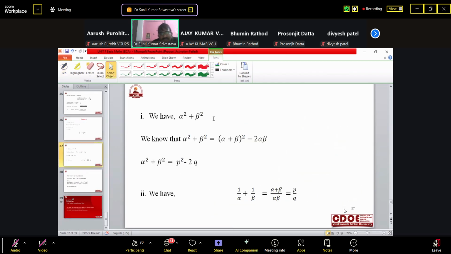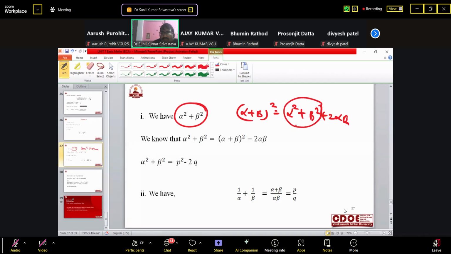You can give the answer for that particular thing. In the same way, we can also find alpha square plus beta square. Suppose you are going to find the value of alpha square plus beta square. How do we conclude? We know the formula: alpha plus beta whole square is alpha square plus beta square plus 2 alpha beta. We have to separate this one: alpha square plus beta square is equal to alpha plus beta whole square minus 2 alpha beta. So sum of roots and product of roots can be used to find the solution for that particular thing.